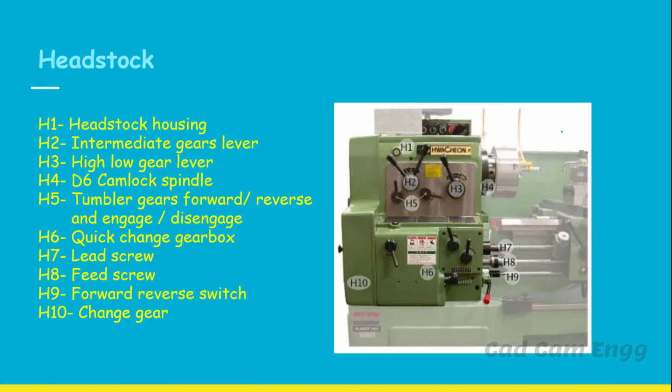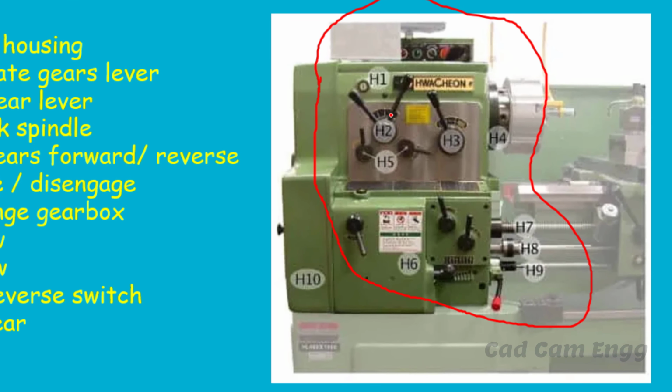Now we will go inside and check one by one what the important parts are in the headstock. The first one is the headstock housing. See, this green colored part is called the headstock housing. The entire green part is called the headstock housing. Next one is the intermediate gear levers, H2. See, this is called H2. At this H2 we have two levers in the same place, used to change the gears.